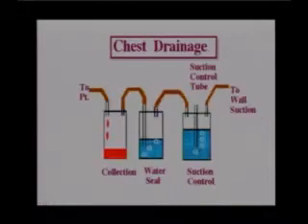So they said, okay, we can solve that problem. What we will do is add a third bottle. So now we have a collection bottle or chamber. Notice there's no opening to air here, so all that happens is the fluid just drops. Then we have water seal that has intermittent bubbles, and then we have the suction control that has continuous bubbles.